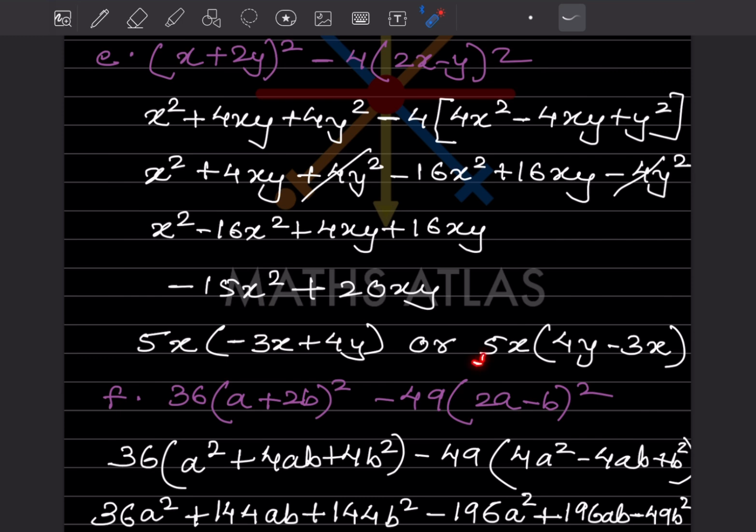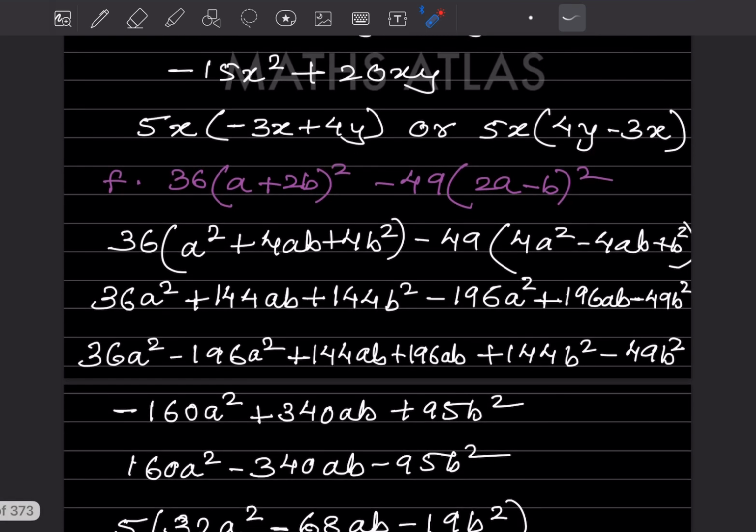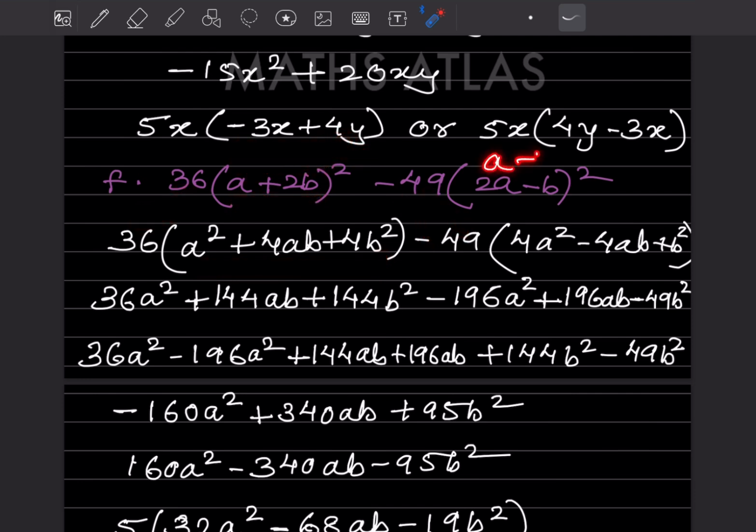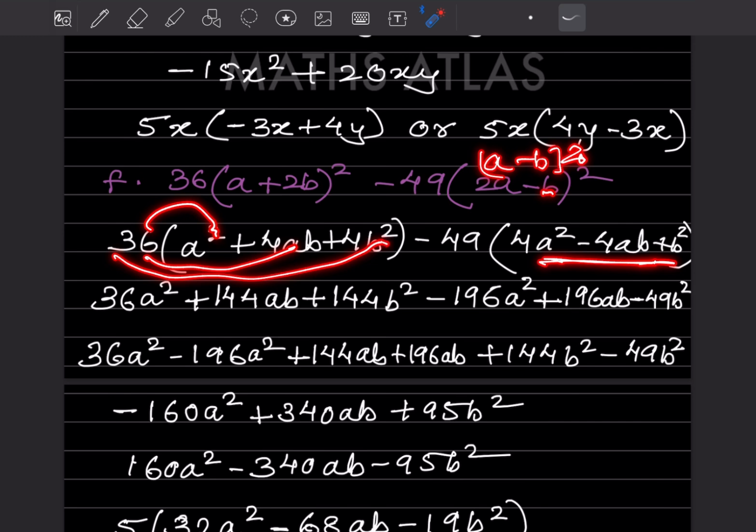Or we can also write this one as 5x as it is, and this we can rearrange, that is going to be 4y minus 3x. Now for this part, again this will be same. Again we are going to expand this. This is in the form of a plus b whole bracket square. So after expanding that, we get this part. This is going to be the same. This is in the form of a minus b whole bracket square. So you know that is a square minus 2ab plus b square. That is going to be the same. So this is going to be 36a square plus 144ab plus this is 144b square.